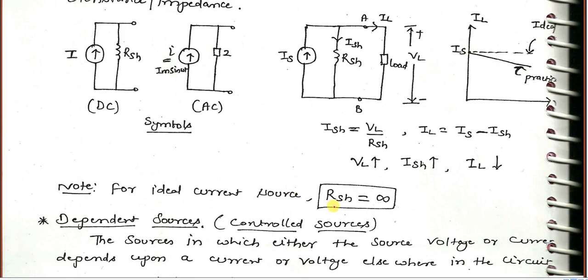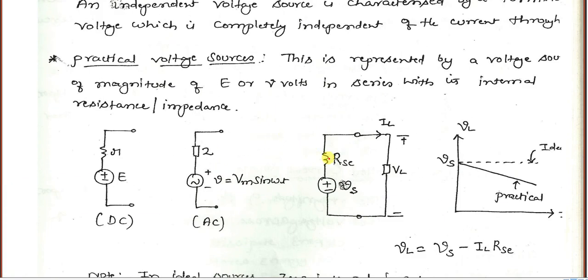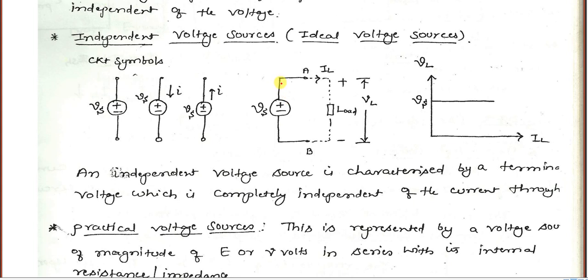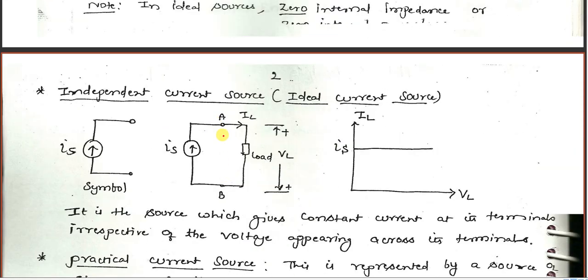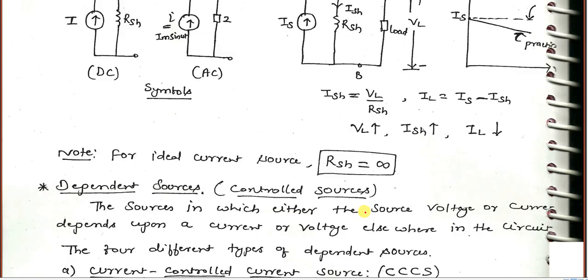And for ideal current sources, the shunt resistance, the parallel resistance, is infinite. Infinite means open circuit. For voltage sources, internal resistance is zero, which means short circuit. Here it is open. Across the parallel branch we have open. Between here and here it is open. Always for practical current sources, shunt resistance will be there. If you don't write anything, that is nothing but infinite. For an ideal current source, it is infinite.